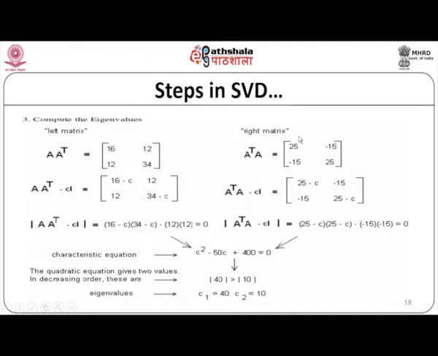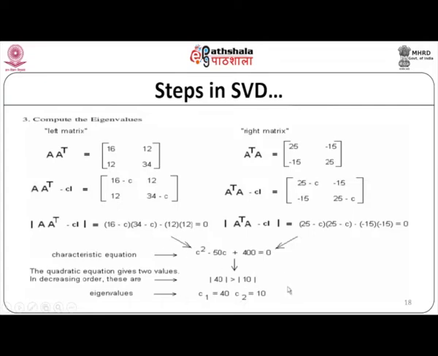Similarly, for the right matrix also you can calculate in the same way. Now, when you take the determinant of this matrix, it is going to be 16 minus C multiplied by 34 minus C, minus 12 multiplied by 12, which is equal to 0. Similarly, for the right matrix you can calculate the determinant value. Ultimately, this equation will result in a characteristic equation C square minus 50C plus 400 is equal to 0. Since this is a quadratic equation, you can have two roots. So, the two roots will be C1 and C2, which are equal to 40 and 10 respectively, and these two roots are going to be the eigenvalues for the given matrix.